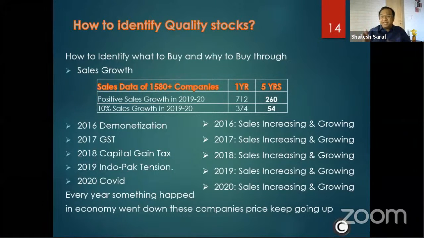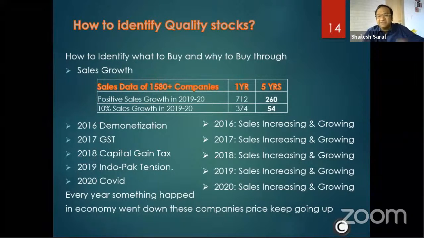Now, if a company is continuously having sales growth, that means that company's product is being sold in the market very, very easily. Are you able to understand this? Right? That company's product is very easily sellable in the market. So this is a very important point to check, that we can actually do sales despite economic problems.